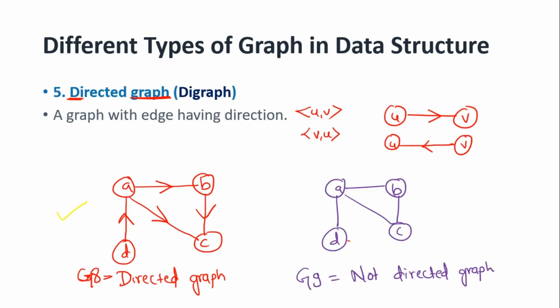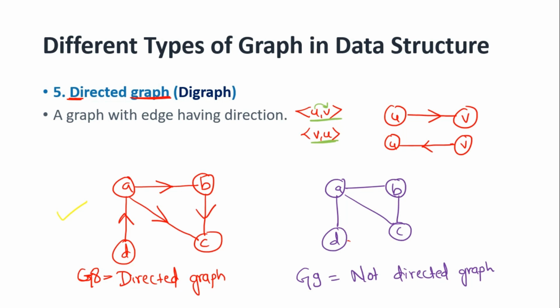Directed graph or digraph. If a graph has edges with some direction, either incoming or outgoing, then that graph is called a digraph or directed graph. More commonly, they are represented by the less than and greater than symbols. This represents an edge which is going from U and meeting V. In this example, we have a graph in which every edge has a direction. This graph is called a directed graph.